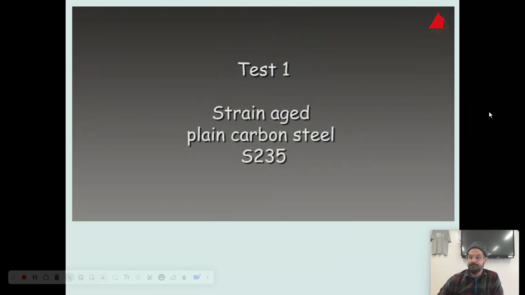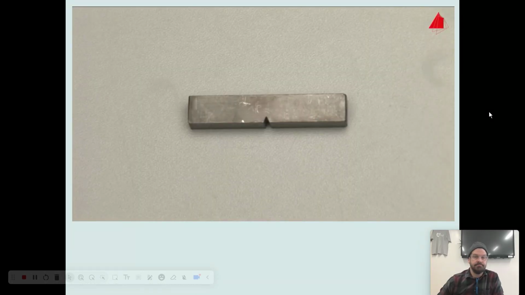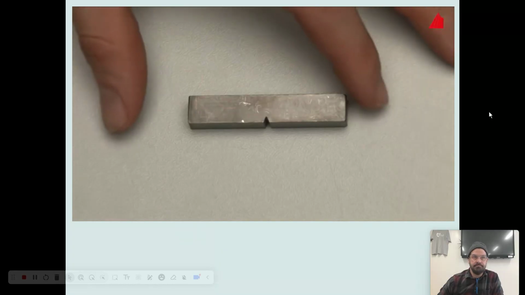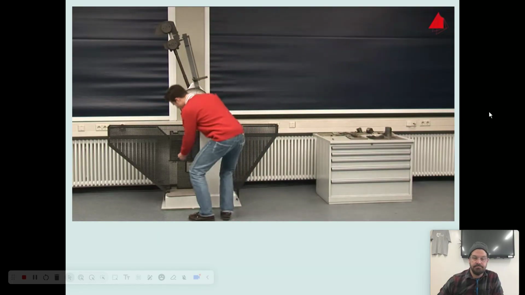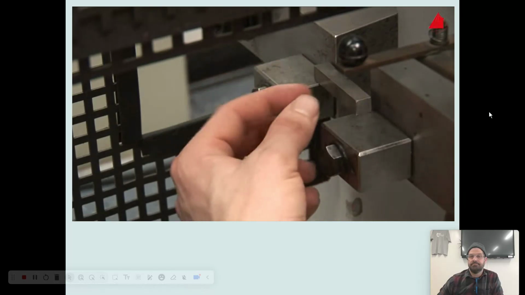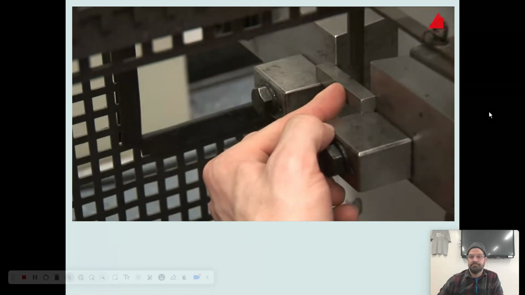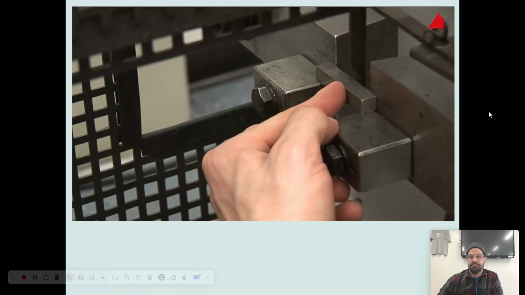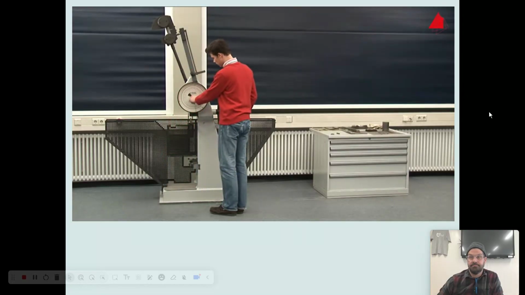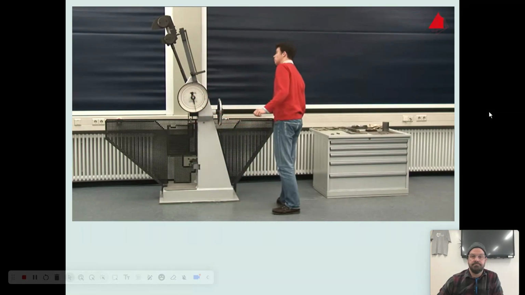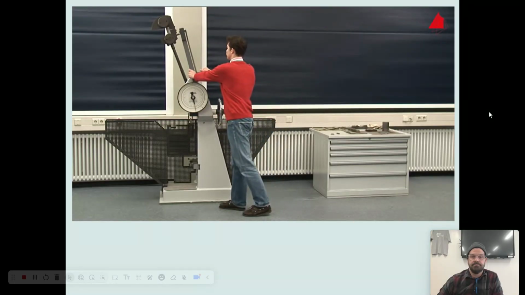First test, strain-aged plain carbon steel S235. This is our test specimen. It has been machined to standardized size and shape with the characteristic V-shaped notch. The tester places the specimen on a support in the lower part of the machine and adjusts its position with a centering device. Next, he turns the drag indicator downwards again and checks that everything is prepared correctly. Perfect. The test can begin.